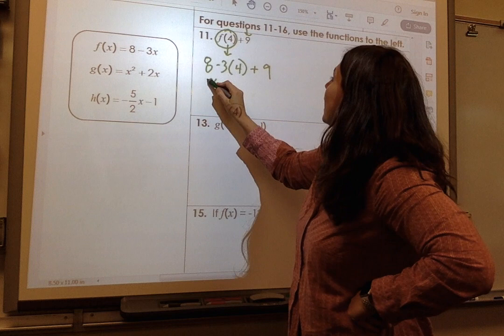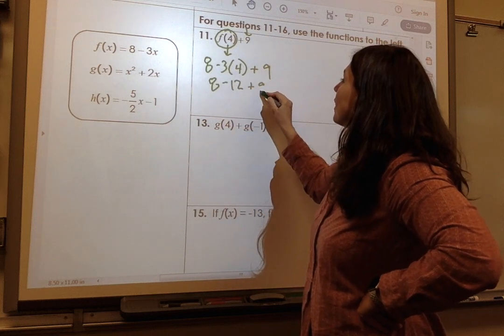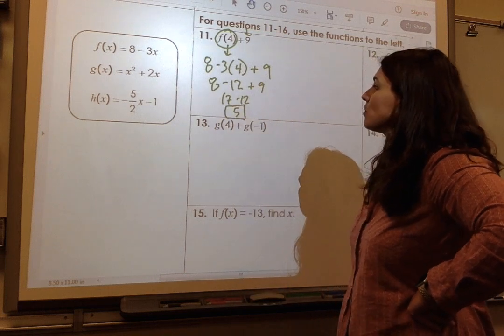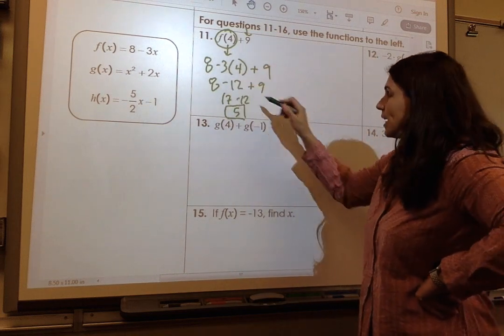Here's the first one. 8 minus 12 plus 9. So I get 17 minus 12, and I get 5 as my answer here. Okay? That's just all taken together.